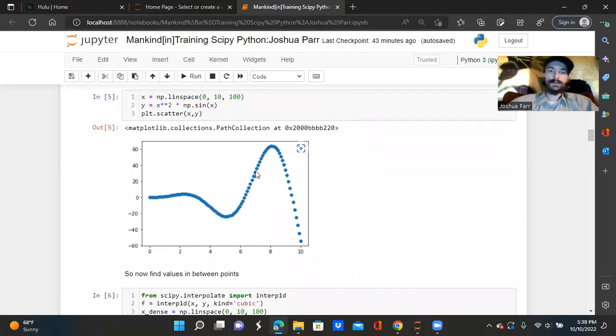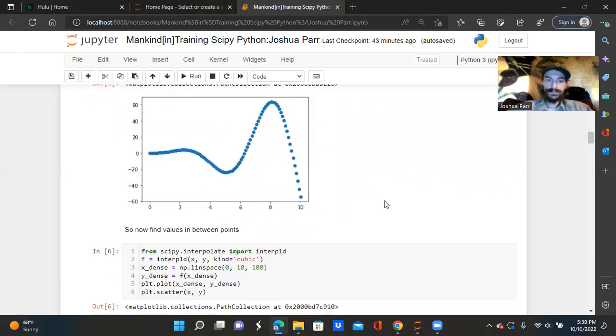Now I'm creating an array x, a linear space from 0 to 10 with 100 values, and y being equal to x squared times sine of x. I'm creating a scatter plot of all of the values of that function. Now I want to find the values in between these data points.